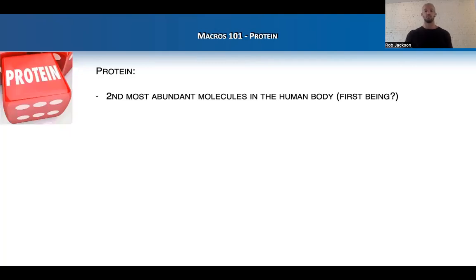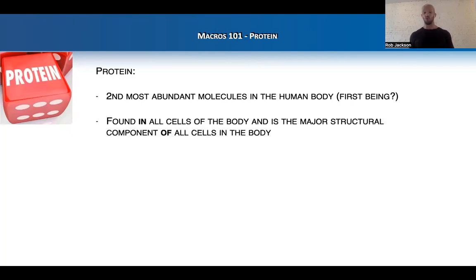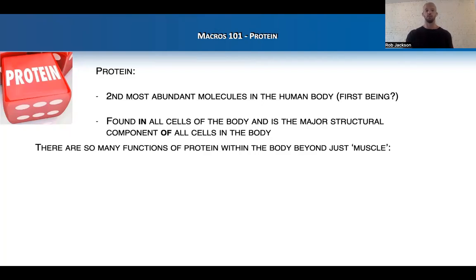So protein, second most abundant molecule in the human body, first being, dramatic pause. Hopefully we remember that water is the most abundant molecule in the human body. Protein is found in all cells of the body and is the major structural component of all cells in the body. So essentially you are largely water and protein, and therefore the amount of protein you need is largely dependent on the size of you.